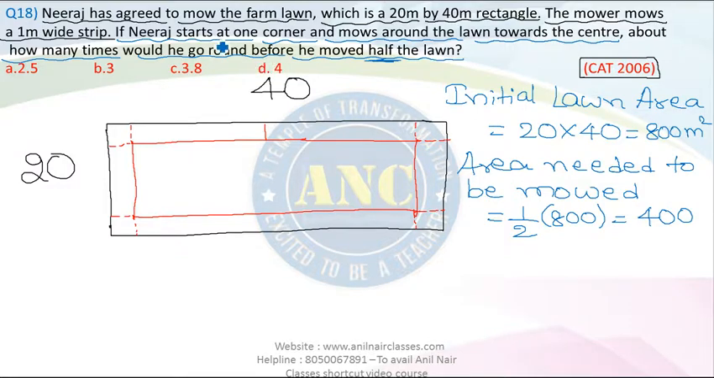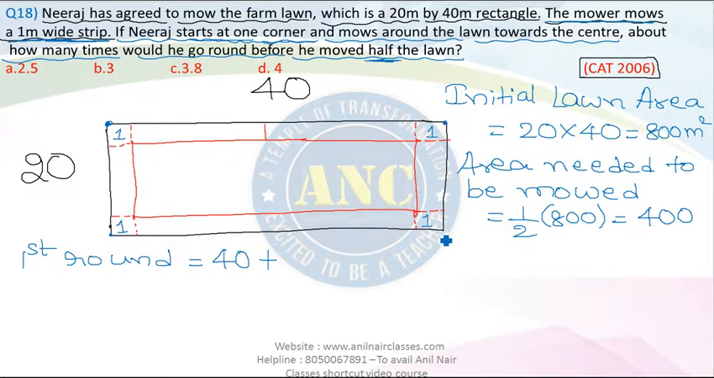Now the question says that Neeraj starts at one corner. First round he is doing right now. It is already given that the mower mows a 1 meter wide strip. That means out of this total 20, 1 meter is done here, 1 meter is done here, and the same is the case here also. 1 meter is done. That means this entire 40 meters he will mow.